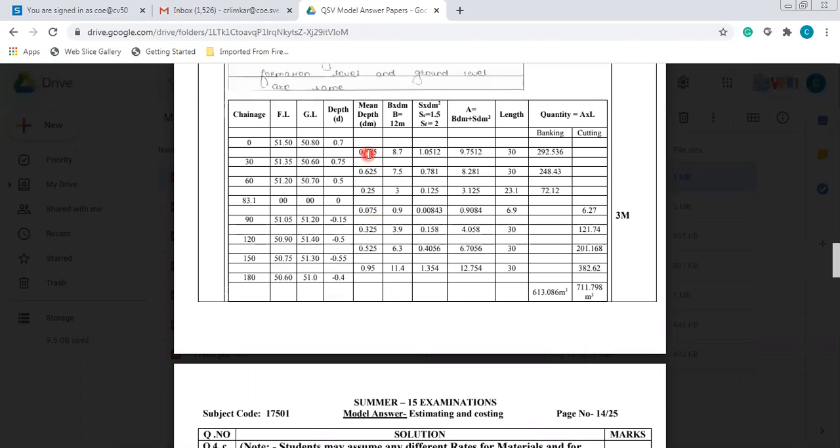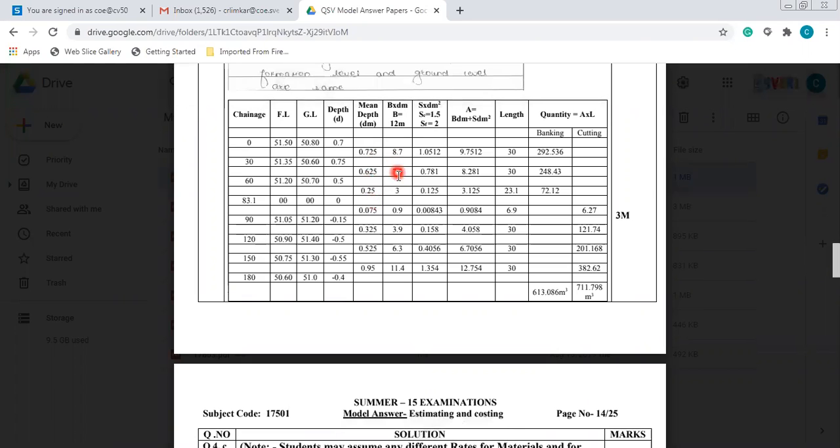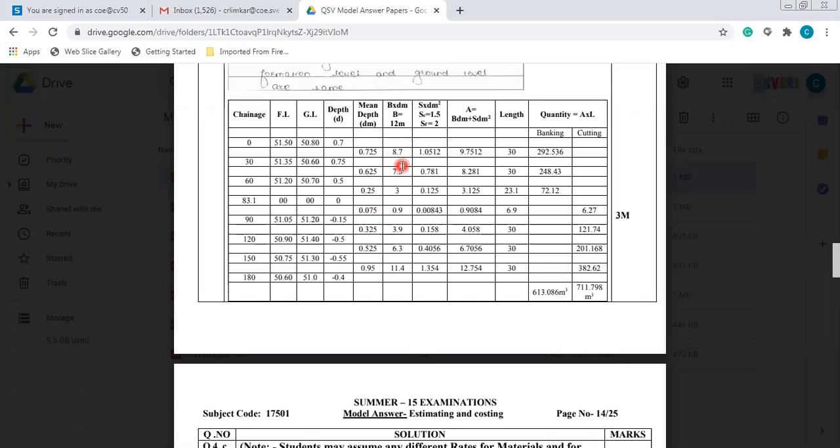Okay, so after getting the mean depth, our next column in the mid-sectional area method is finding the area of the rectangular portion, that is B, the width of that particular road. It is given as 12 meters in this problem. So B multiplied by D, where D is your mean depth. B is 12 and D is the mean depth you have determined. So 12 multiplied by 0.725, 12 multiplied by 0.625, 12 multiplied by 0.25. Likewise, you have to do the calculations and determine the area of the rectangular portion.